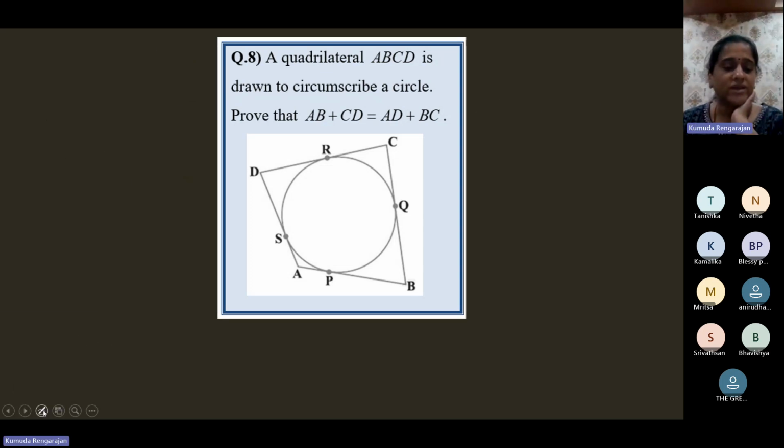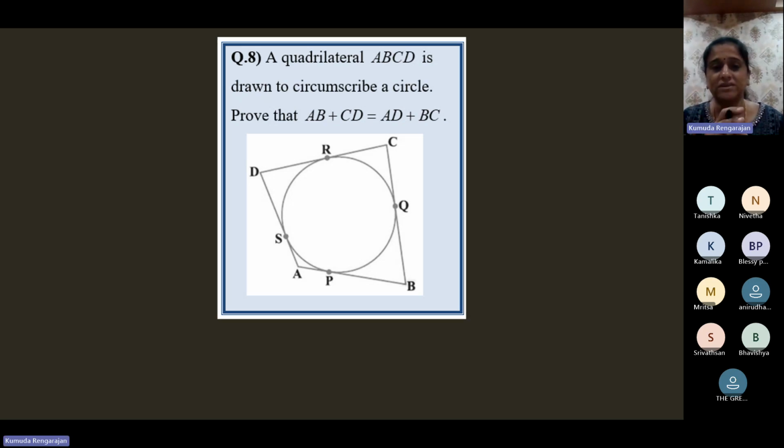So when you take A as the external point, the vertices of the quadrilateral are all external points of the circle. See, the points P, Q, R, S lie on the circle. Now, how many points do we see? We see 8 points in all. P, Q, R, S, they are the points on the circle. Then we see A, B, C, D. They're all outside the circle. And we know that from an external point to the circle, we can draw 2 tangents. P, Q, R, S, they lie on the circle.